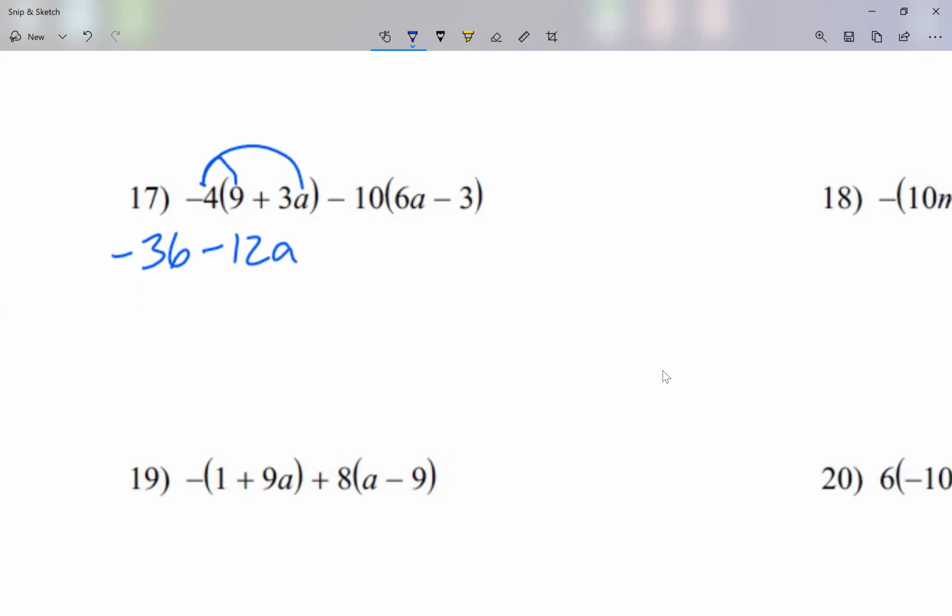Now, on the second parentheses, I'm going to multiply -10 times 6a. That's going to give me -60a. And then -10 times a -3, that's going to give me a positive 30. Remember, negative times a negative is positive.